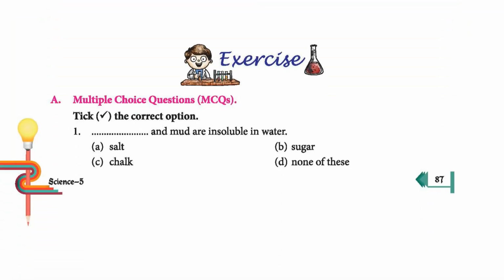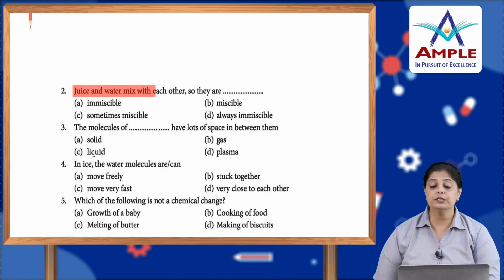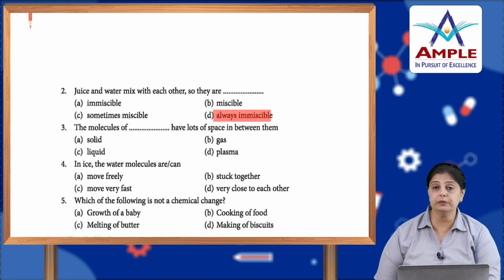Now, let's start with the exercises. You have to take the correct option. Ash and mud are insoluble in water. Salt, sugar, chalk, or none of these? It is chalk. Juice and water mix with each other. So, they are immiscible, miscible, sometimes miscible or always immiscible? It is B, miscible.